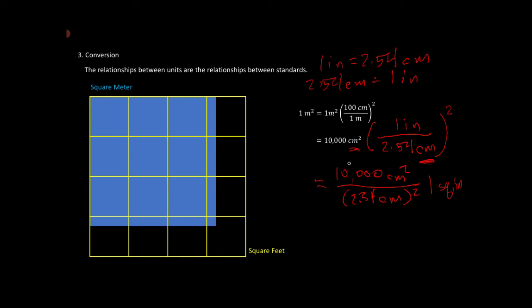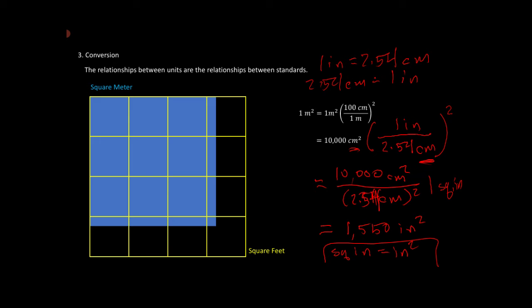Okay, so then I do this. This is sort of calculator work, so I'll type that into my calculator because I can't do 100 divided by 2.54, let alone 10,000 divided by whatever 2.54 squared is. That gives me 1,550 square inches. Square inch, right? Square inches equals inches squared. Same thing.